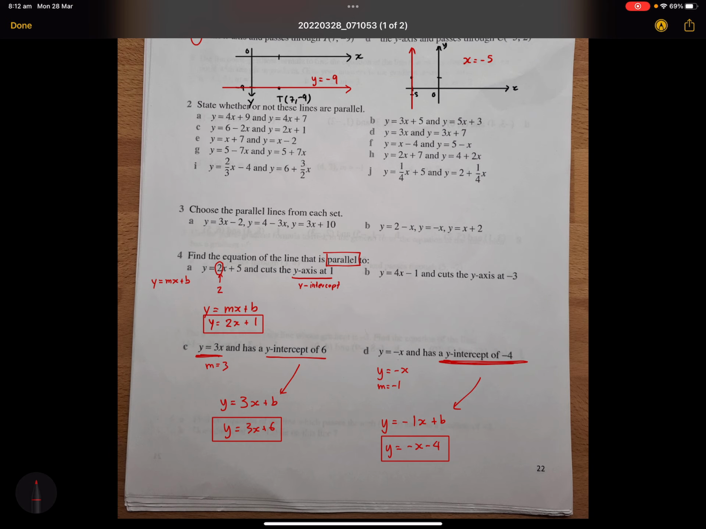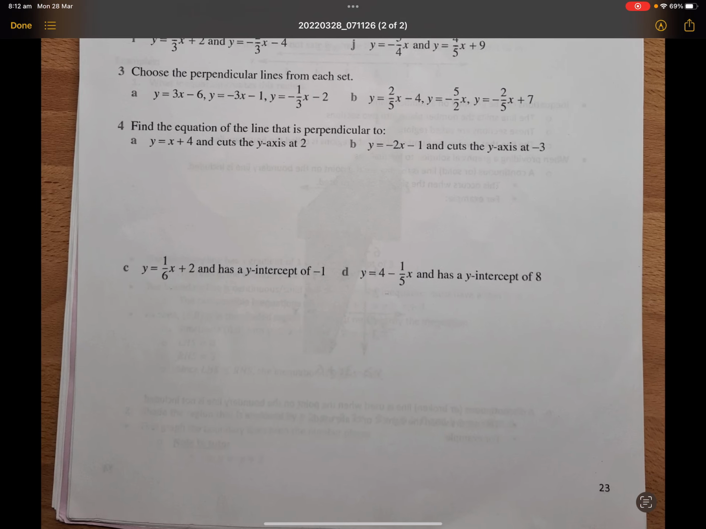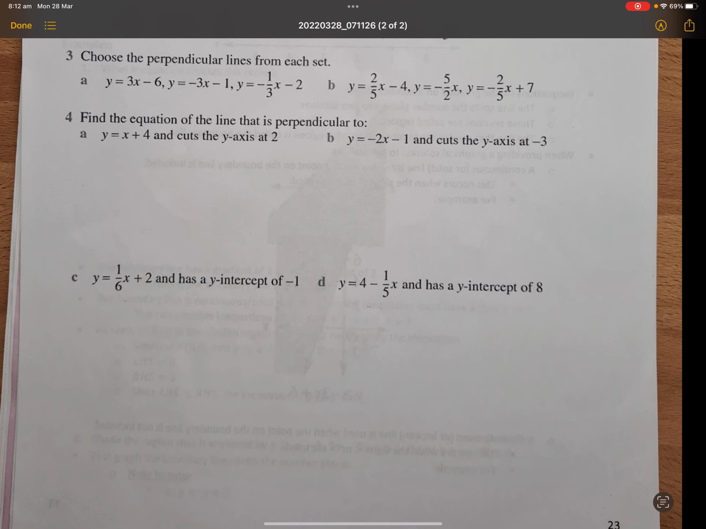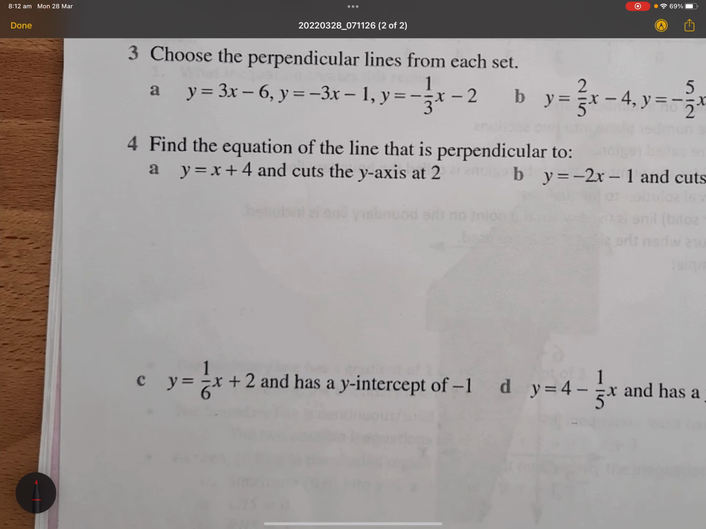Okay. Moving on to the next page, we'll go to set 8. And the question is for question 4. It's a 4a. It says find the equation of the line that is perpendicular. Now for lines to be perpendicular, their gradients must multiply to equal -1.